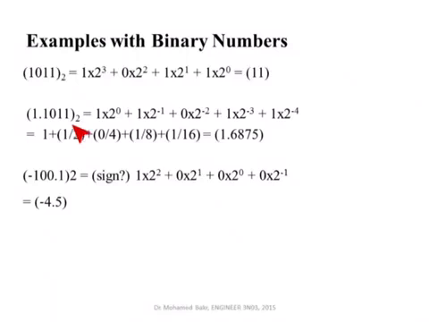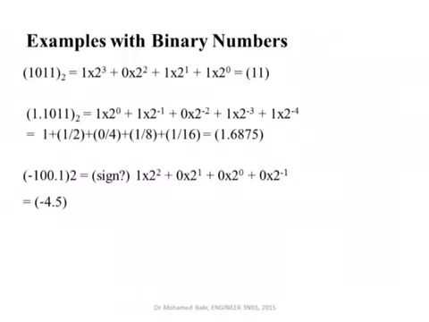You can as well represent fractional numbers. So this one here, you can see this point here. This one will be multiplied by 2 to the minus 1. This 0 will be multiplied by 2 to the minus 2. This is 2 to the minus 3. This is 2 to the minus 4. Very similar to what we do with decimal numbers.